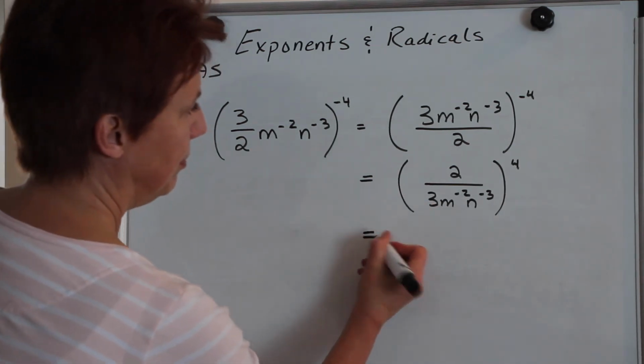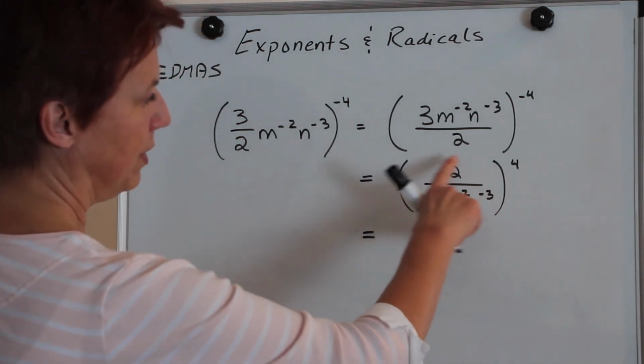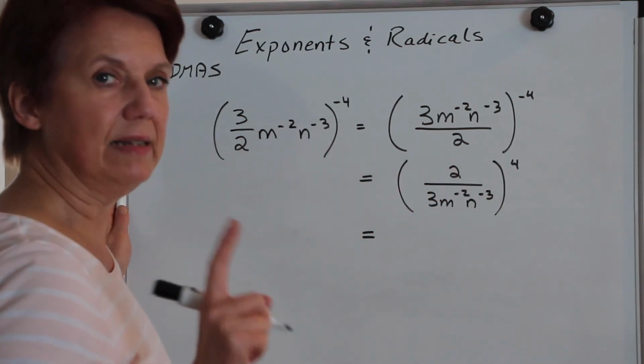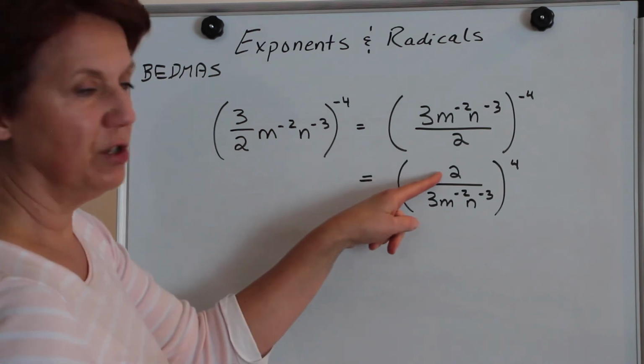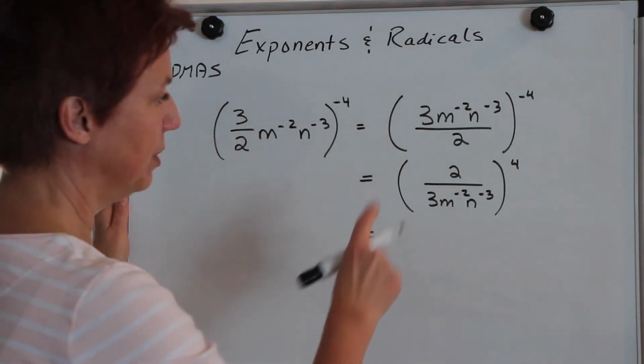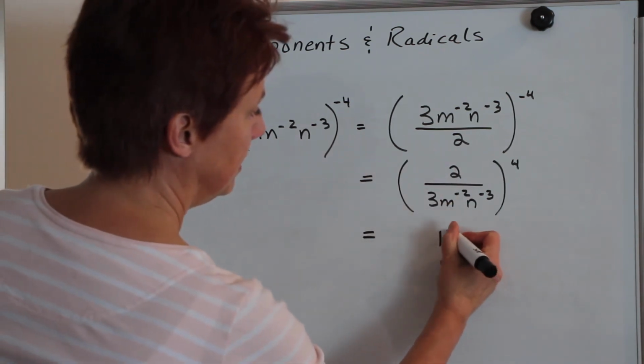Now I'm going to apply that exponent 4 to everything that's inside the brackets. So 2 to the 4, remember it's not 8. So what we're saying is this 2 has to get multiplied by itself 4 times. I had listed the powers of 2 earlier. 2 to the 4 is 16.